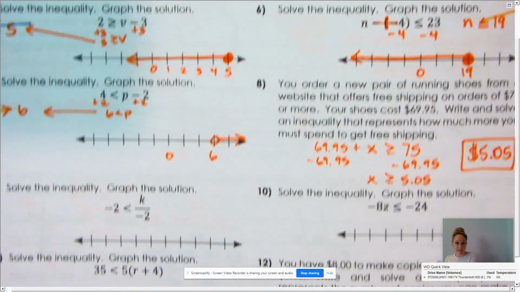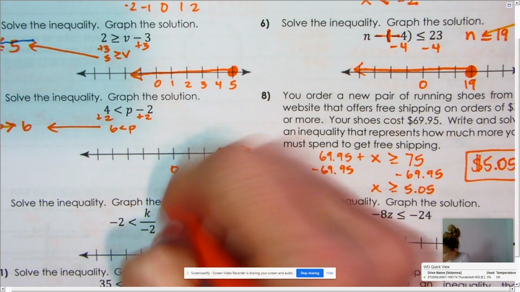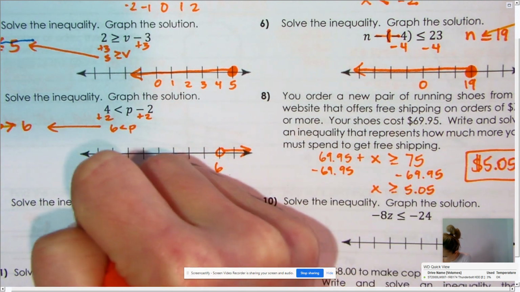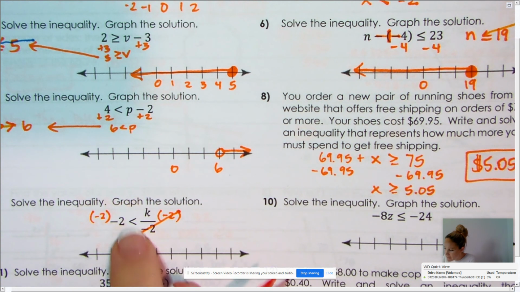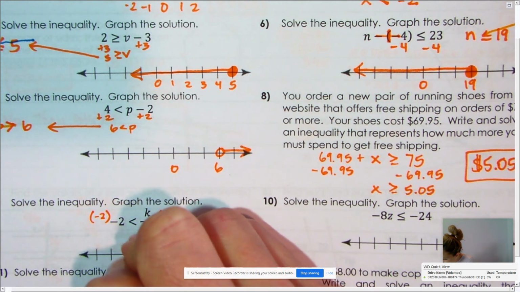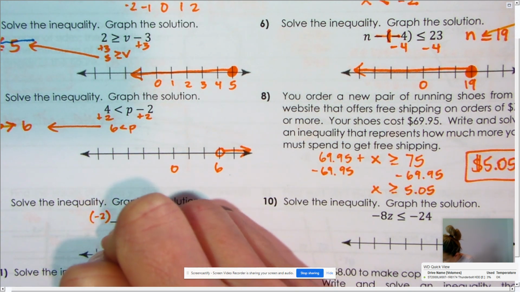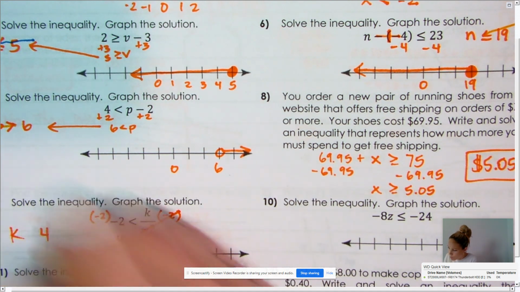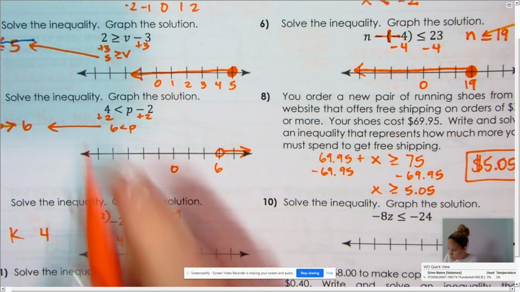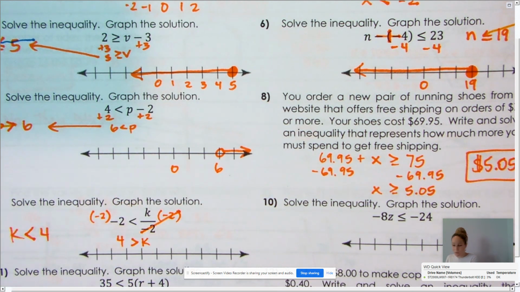Question number 9 says solve the inequality. So I need to multiply by -2 on both sides. And remember that when I multiply by a negative, it flips the sign. So k is less than +4. So if I rewrite that with the k in the beginning and then the 4, the alligator's eating the 4, so the alligator still eats the 4 when I rewrite it.